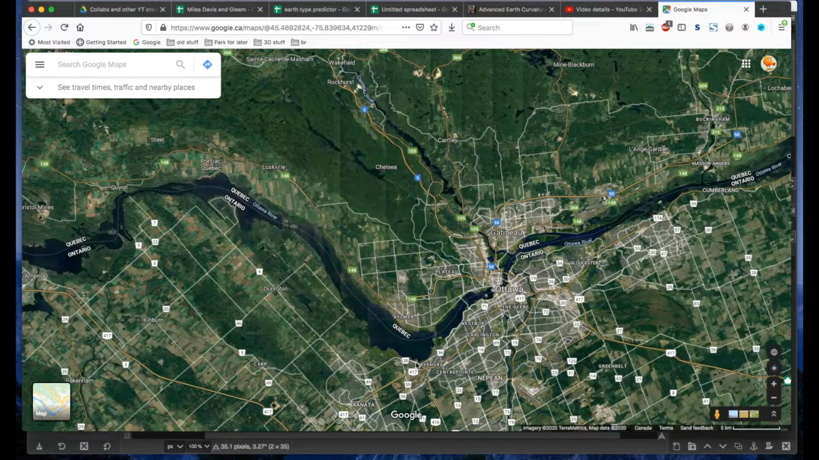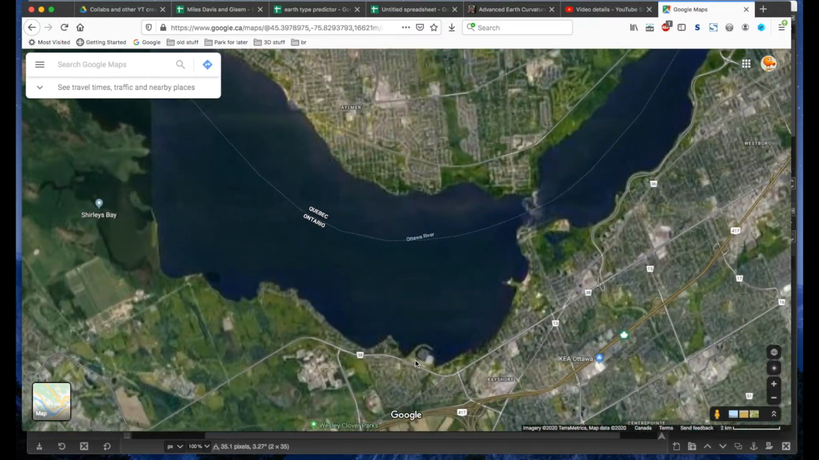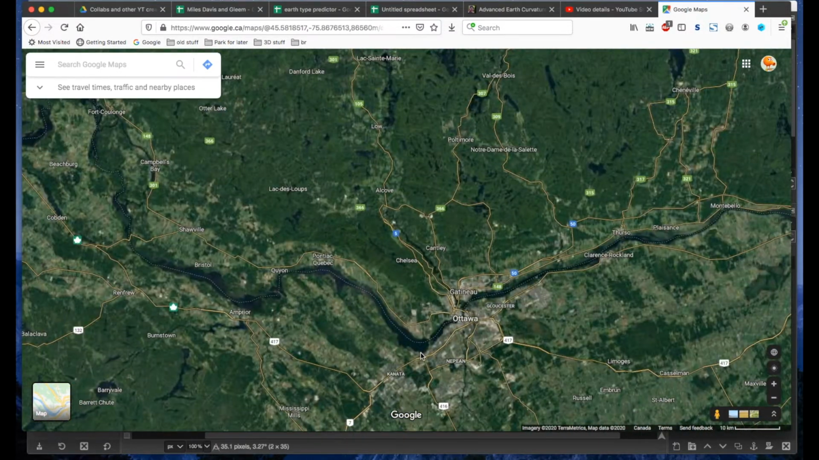So you can see I was standing right over here, looking off in this direction over here. So I was really kind of looking in this direction over here.